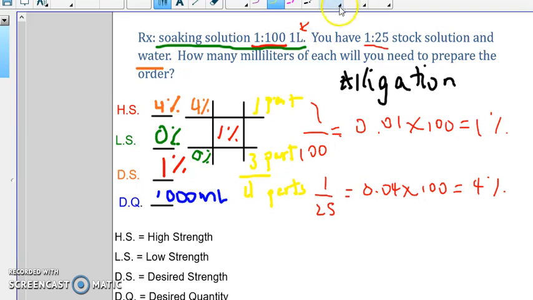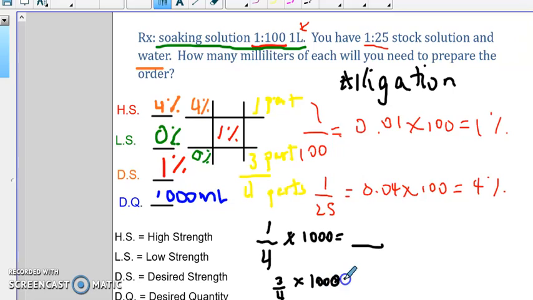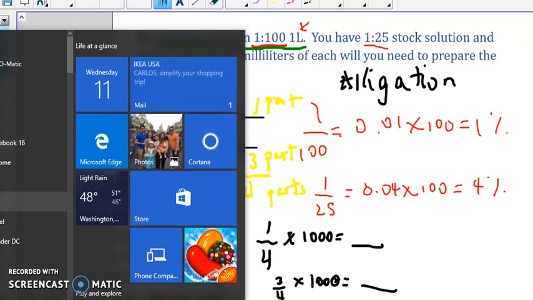Great. Now we know the parts. What needs to be done next is we need to take the parts and the quantity and multiply it. So we're going to take one out of the total 4 parts of the 4%, multiply this times 1000 mLs. Okay. And this is going to give us the amount of the 4% that I need to mix. And then I'm also going to take 3 out of the 4 parts of the water. So 3 out of 4 multiplied times 1000. And this will give me the quantity for the water.